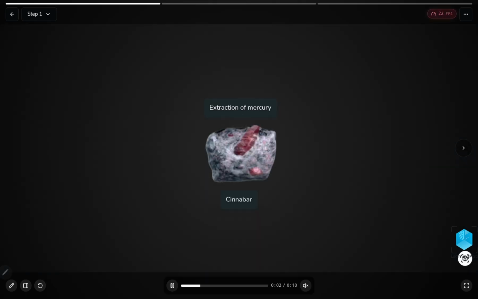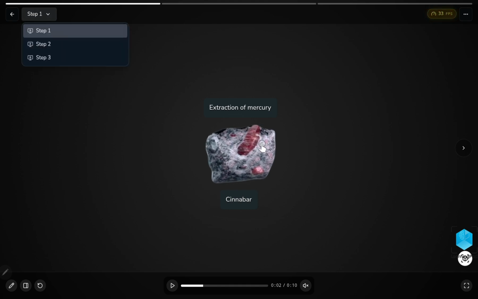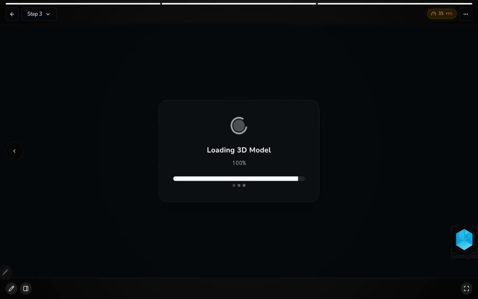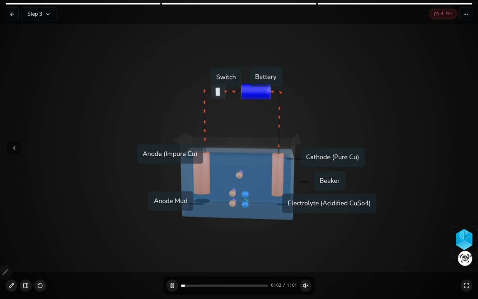Now in this, if you see in the model, the metals are available in the earth's crust in the form of an impure metal. This is an impure form of a metal called mercury. It is called cinnabar. Now how is the process occurring in the lab? Extraction of metal from an impure metal is called metallurgy.